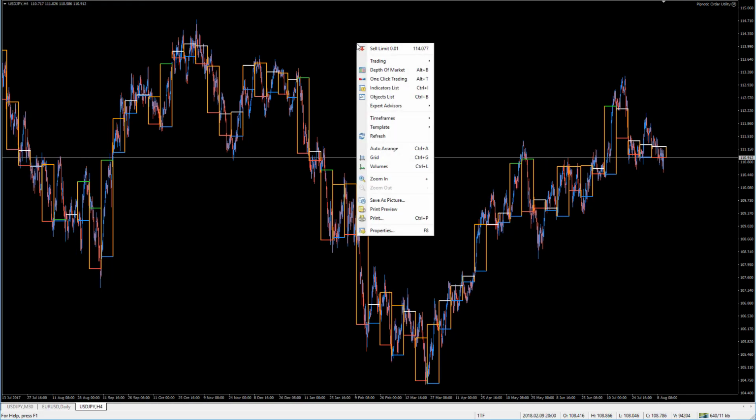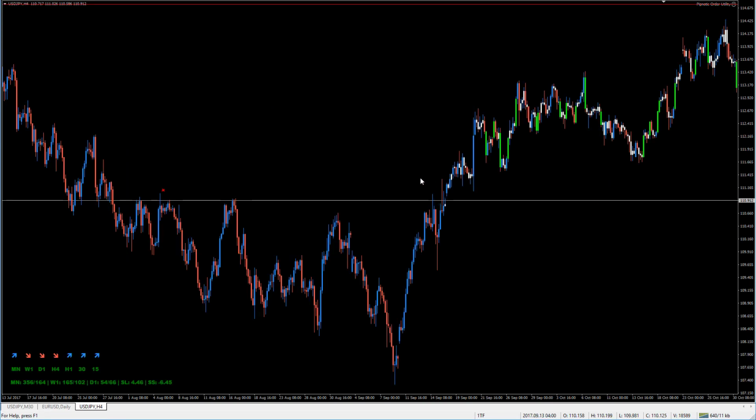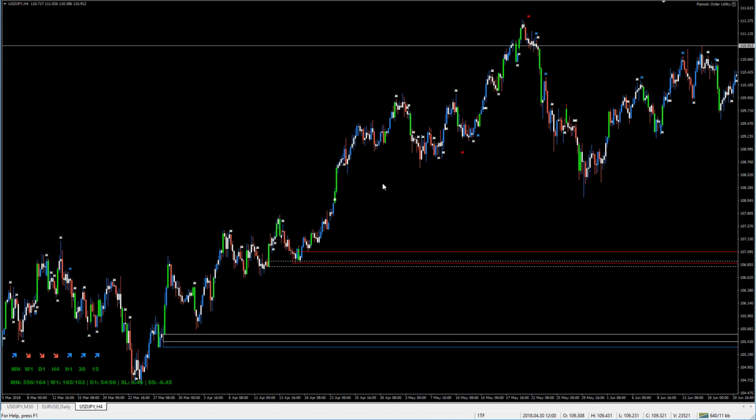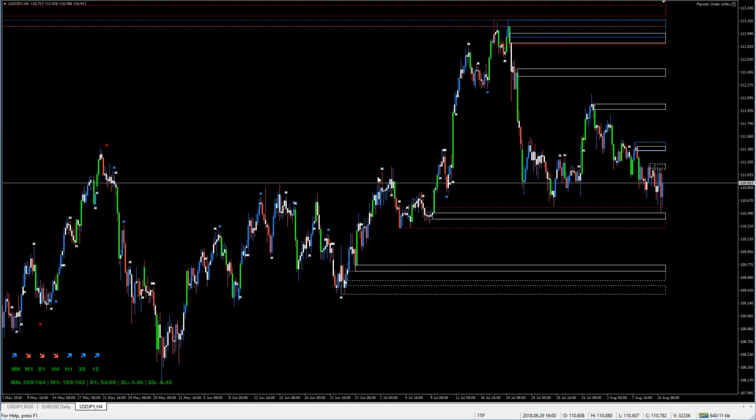Okay, good. Let's move back to the normal template, which is the default, which is my go-to tool. And let's have a look at how we can identify entries, stops, and targets, because this is a very, very important part of trading.